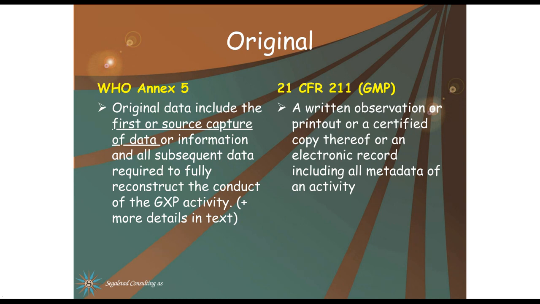Now we are at the O, which stands for original. Original data includes the first or source capture of data or information and all subsequent data required to fully reconstruct the conduct of the GXP activities. And there's more in the details in the text. The GMP states that it's a written observation or printout or a certified copy thereof or an electronic record including all metadata of an activity.